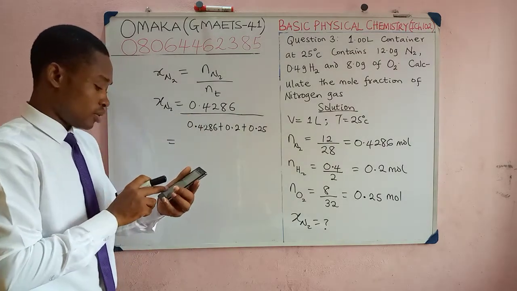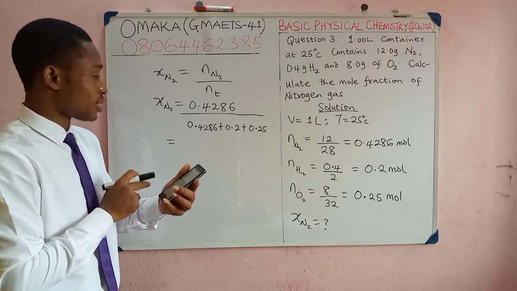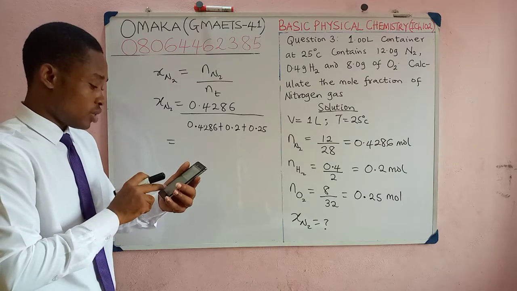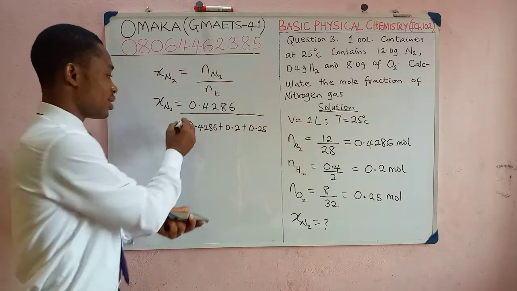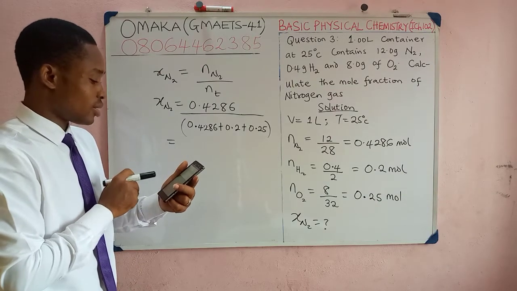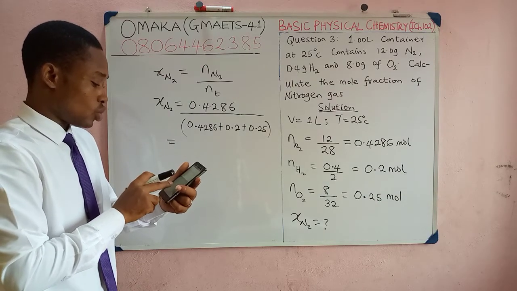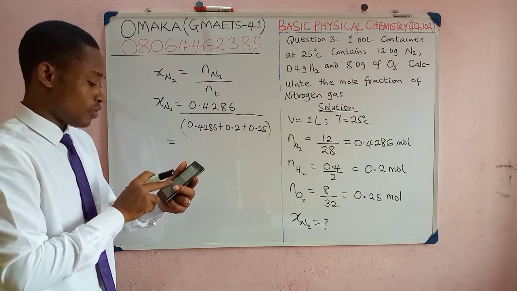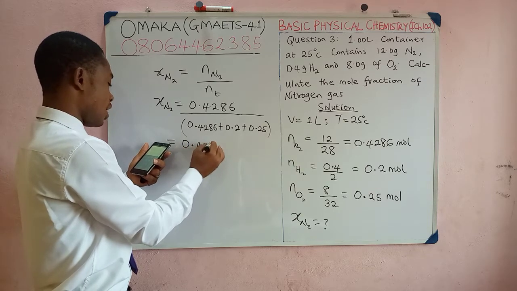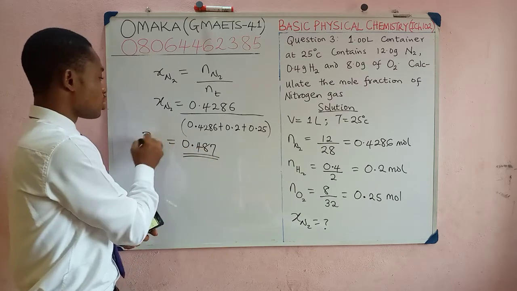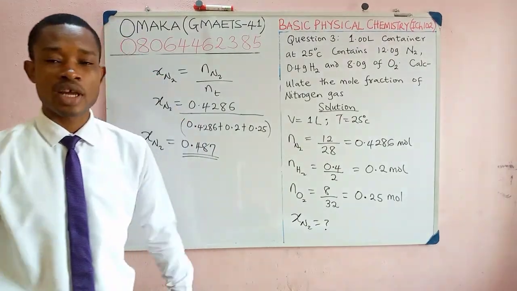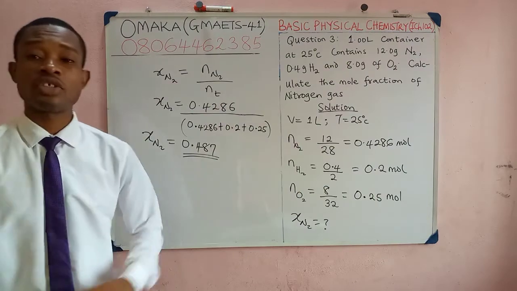Let's find out. 0.4286 divided by the addition of the denominator. So you're going to open brackets like this before you add: 0.4286 plus 0.2 plus 0.25. It's giving me the mole fraction to be 0.487. Mole fraction does not have units because it's a ratio of moles. It's a dimensionless quantity. So this is the mole fraction of nitrogen gas in that problem.